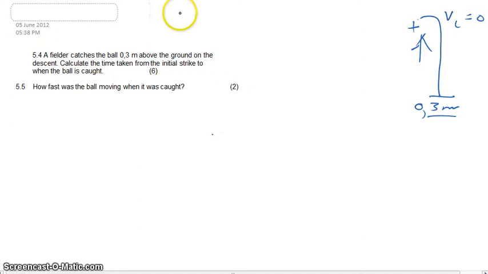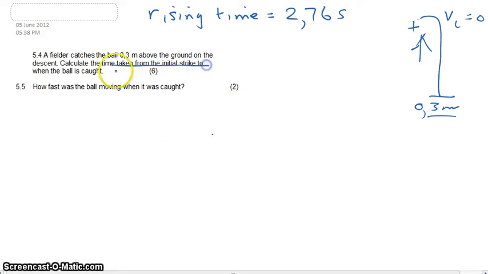So we know that the rising time from the previous calculation is 2.75... was it 6 seconds? So now we want the falling time, and we want both together, so we're going to add them up in a moment.